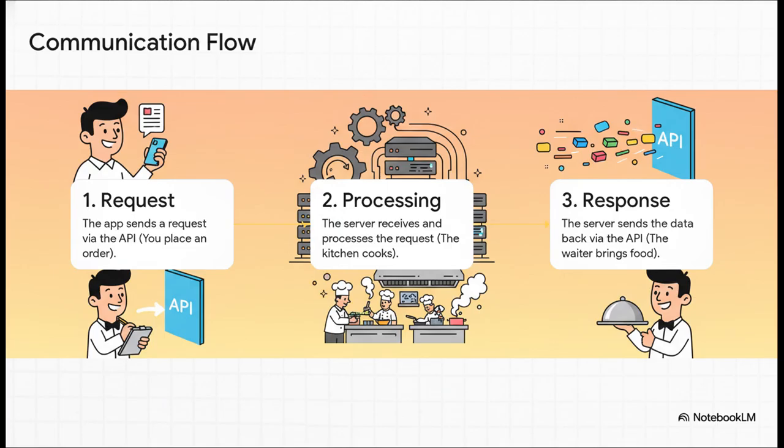So this whole communication flow is just a simple three-step dance. First, there's the request. Your app sends a request through the API. That's you placing your order. Then, the server does the processing. That's the kitchen cooking your food. And finally, you get a response back through the API. And just like that, your meal arrives at the table.